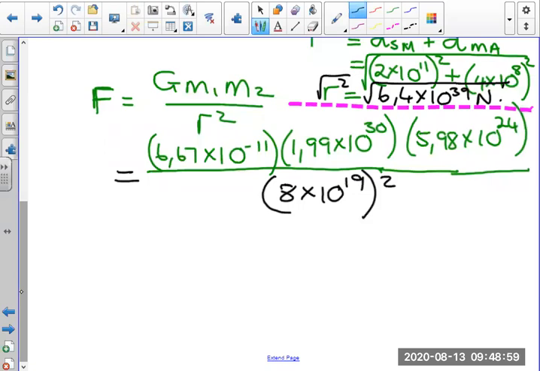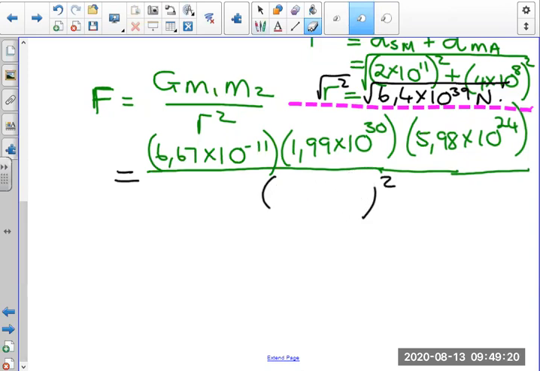Okay, just check. This one is not correct. Quickly check it. 2 exponent 11 to the power of 2 plus 4 exponent 10 to the power of 2 equals, square root of the answer equals. Yeah, this one is not correct. That's the problem. So the answer, just check, is 2 times 10 to the power of 11. That's better.